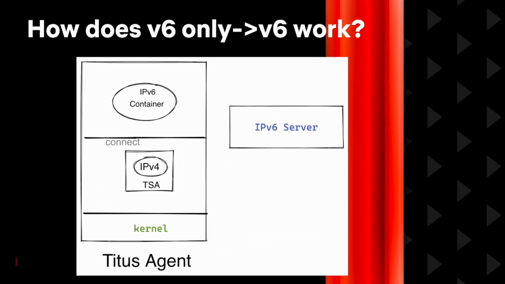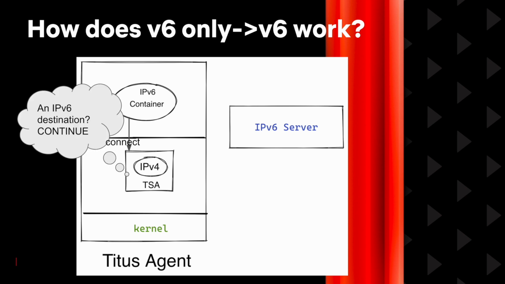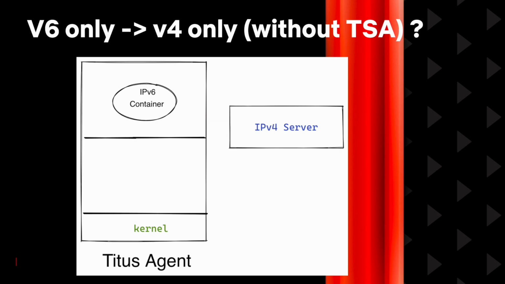So in this instance, when the container makes a connect system call, we check this system call and we look at the connection details, and we figure out that the destination is in fact an IPv6 destination. So in this case, we don't have to perform a network address translation function. What we do is a pass-through of that system call to the kernel, and the kernel in turn returns the file descriptor, which is the return value of the connect, directly to the IPv6 container. And from then on, the interaction with the server is complete, and TSA and the kernel are not in the picture.